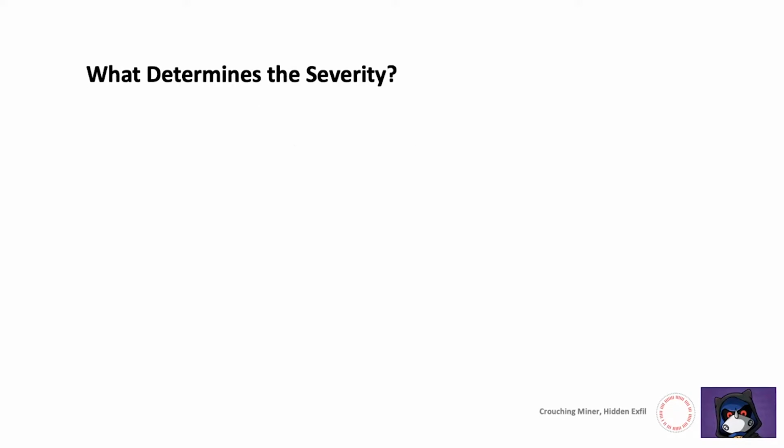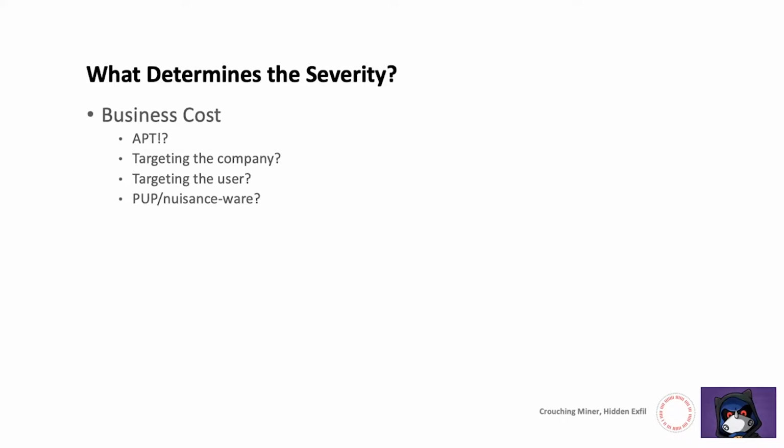But that leads us to ask, what determines the severity of alerts? Typically, it's business costs. So of course, if we have any reason to believe that it's APT, then it's number one priority, right? If it's targeting the company, then that's more interesting if it's targeting a user, or if it's targeting a user that's very high up in the company, or if it's a PUP or nuisanceware. So all of these things, depending on what the answers are, probably going to determine what the severity is, and therefore determine your response.